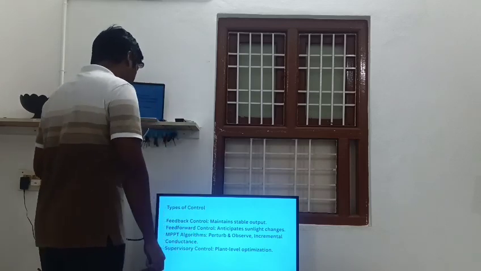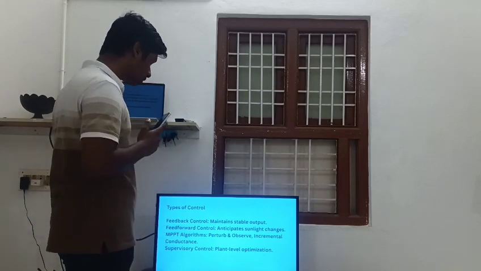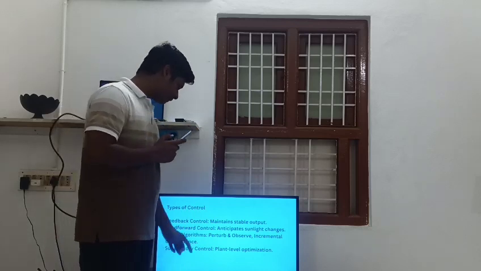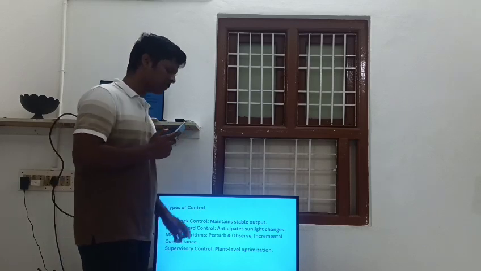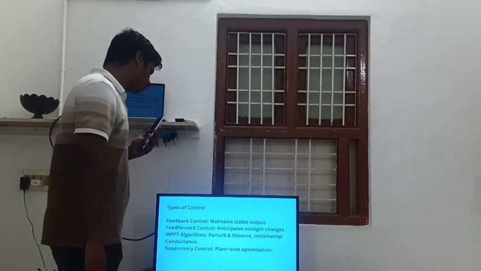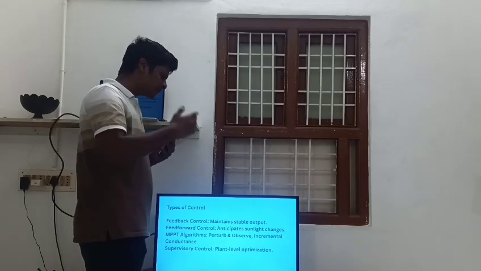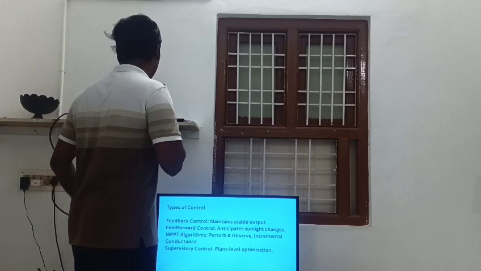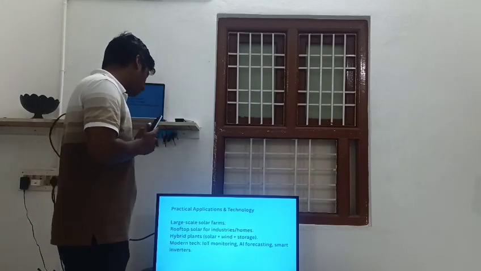And the third point, MPPT algorithms. The power point algorithms play certain roles here, such as perturb and observe and incremental conductance. And the last point is supervisory control, plant level optimization. Since this is a pretty big plant, we need supervision, just like how the first point mentions maintaining a stable output. Supervision also plays an important role to get efficient output in a power plant. So next slide. And here we are seeing the practical applications of the technology.